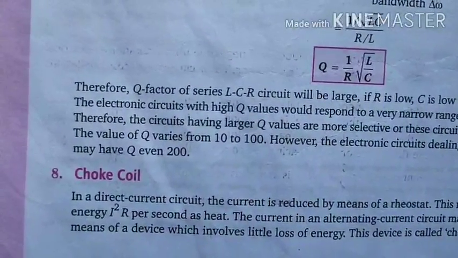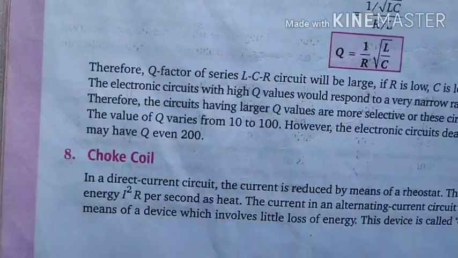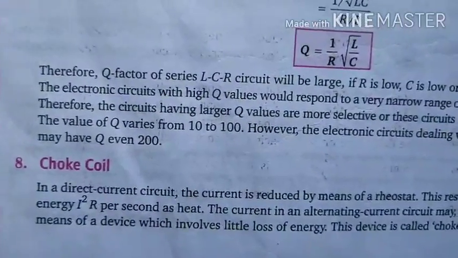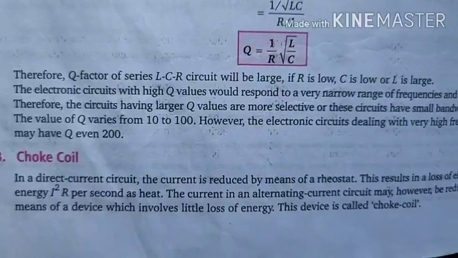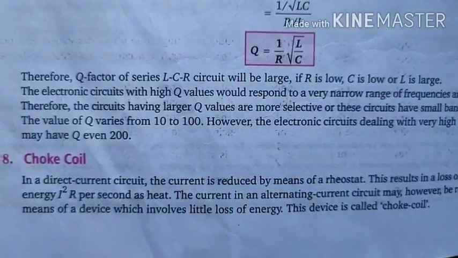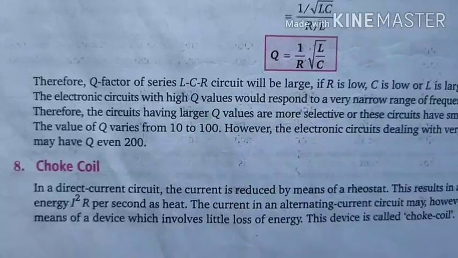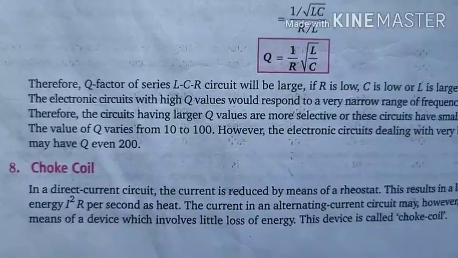So it is less effective because most of the electric energy is being converted into heat energy. There is a power dissipation. Current in an alternating circuit may also be reduced with the help of a rheostat or resistance box, but in this case also there is loss of energy.